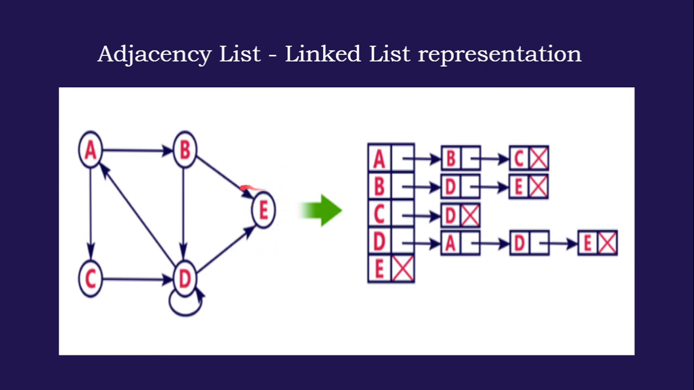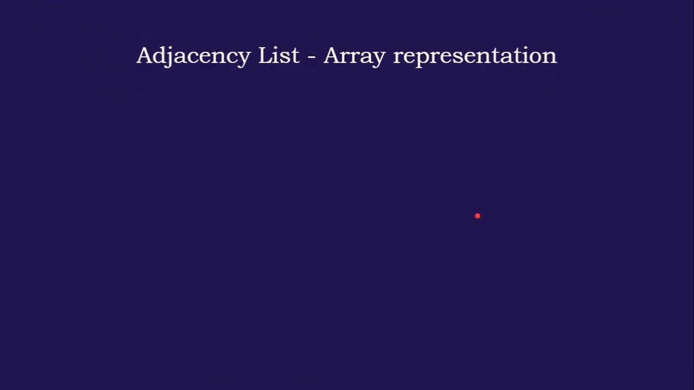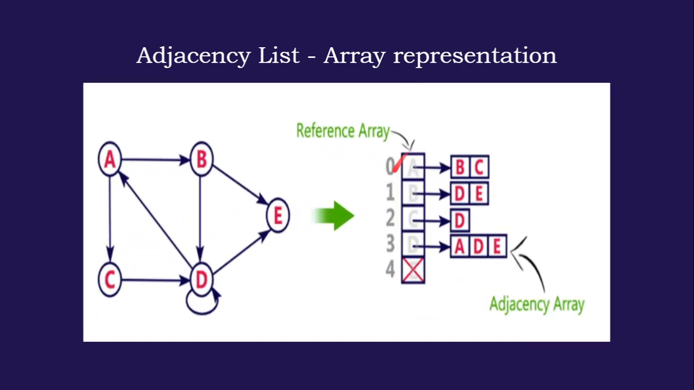Finally, E has no out degree, E has only in degree. So 2 arrows fall in, but there is no connection which goes outside E. So E has out degree 0, which is the null pointer over here. So that's all the concept of in degrees and out degrees, and how the linked list representation is done for the adjacency list. The same thing is done by the array concept. Instead of using the linked list, we are using an array as the representation. It is the same example as in the previous slide, but the representation is an array.